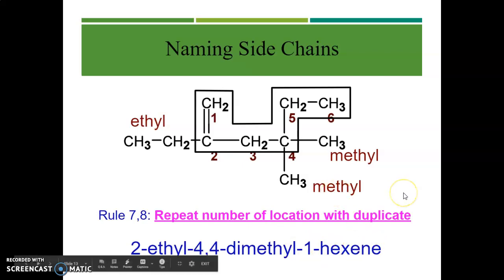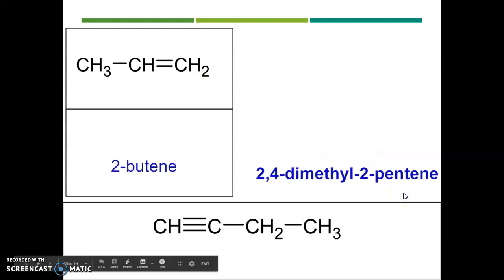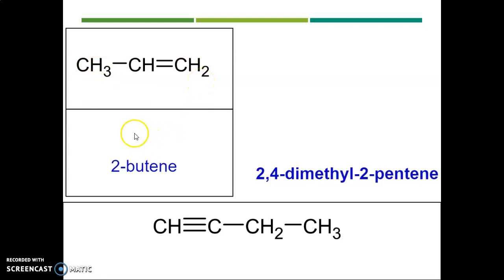So let's do a couple of practice problems. Sometimes you'll get the structure and you'll have to give me the name. Sometimes you'll just get the name and you'll have to draw that structure. All right, so let's go through. So in this first one, I have 1, 2, 3 carbons, and I have a double bond. So I know my ending is going to be ene, and because I have 3 carbons, the prefix for that is going to be prop. So I would say propene.